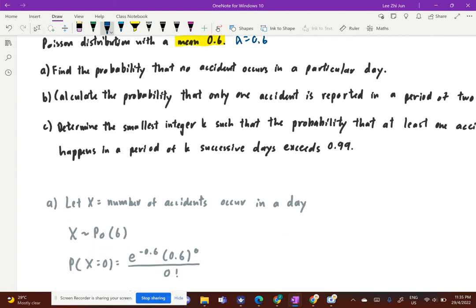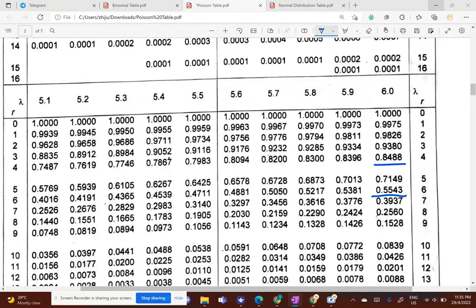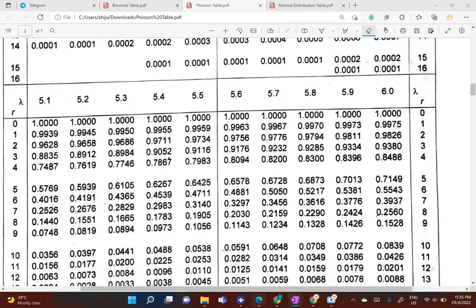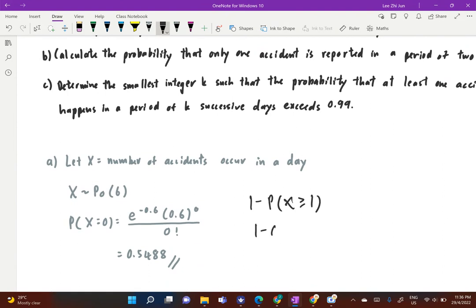So no accidents occur in a particular day, so P(X = 0). It's just easy. Or you can use P(X larger or equal to 1), so we can find 6. Okay, 6, so 6 here. Minus 0.9975. 0.9975.